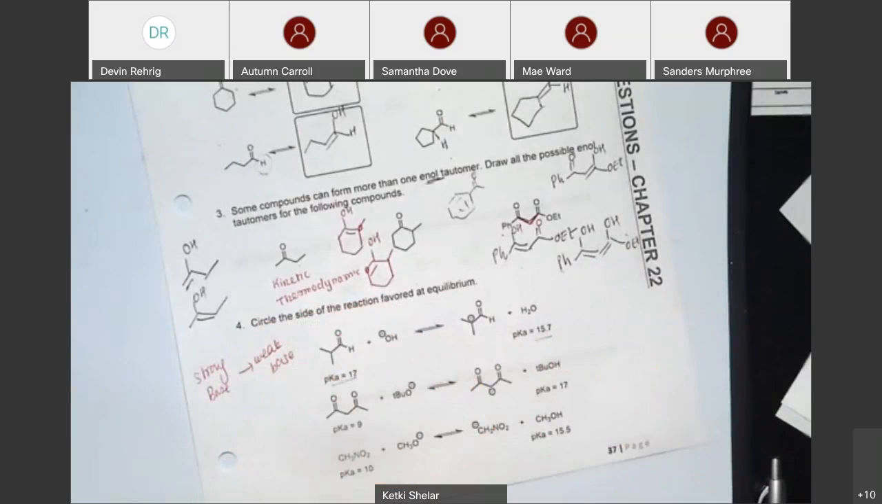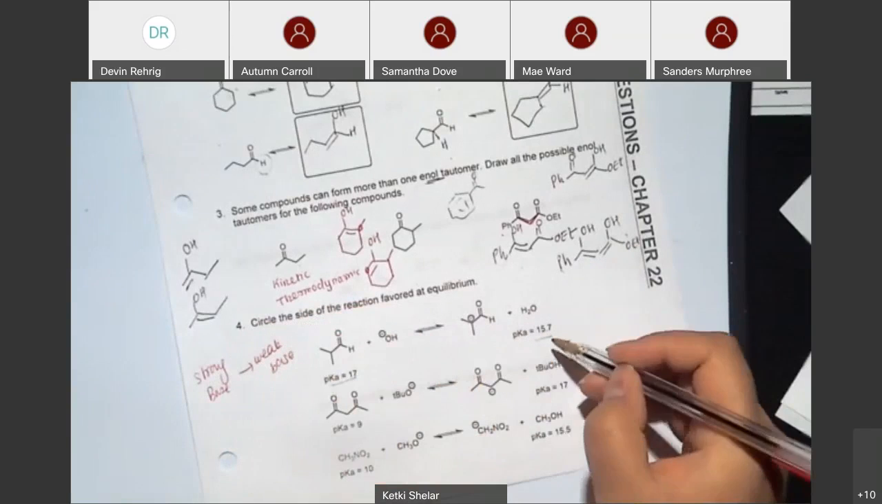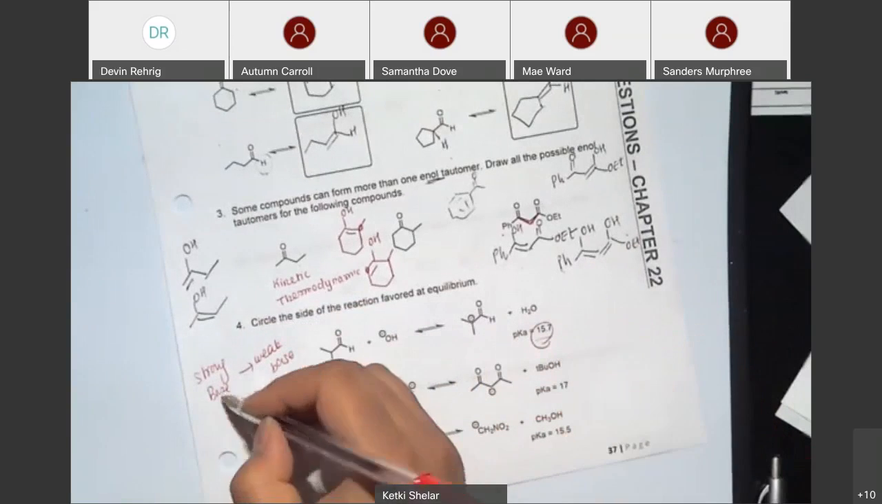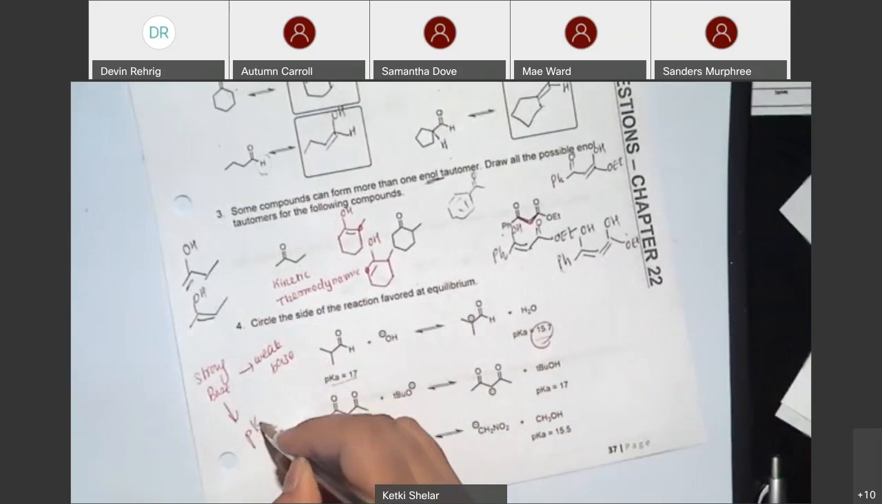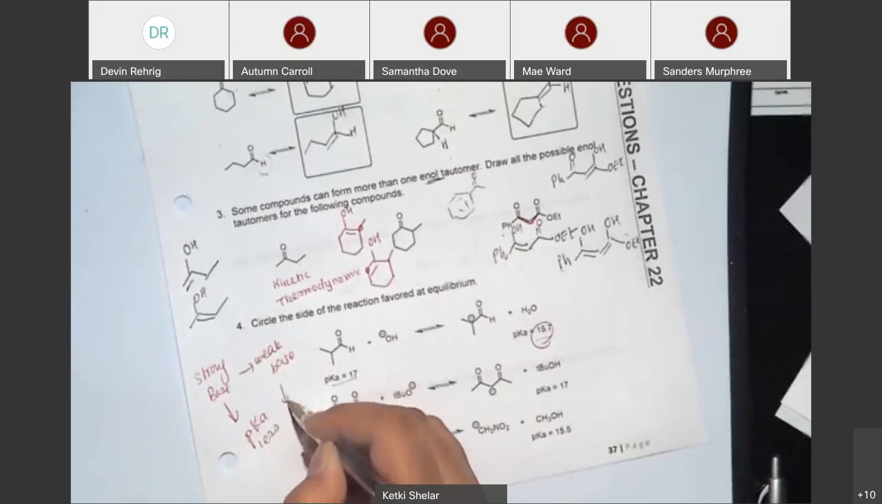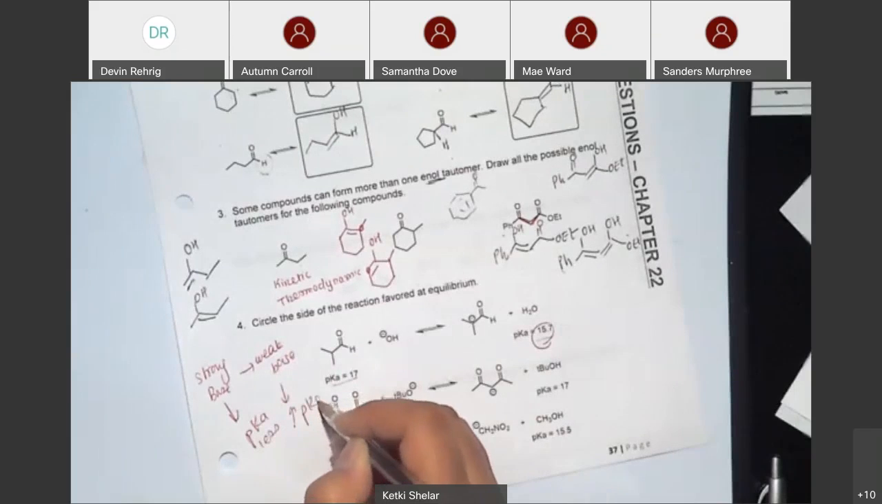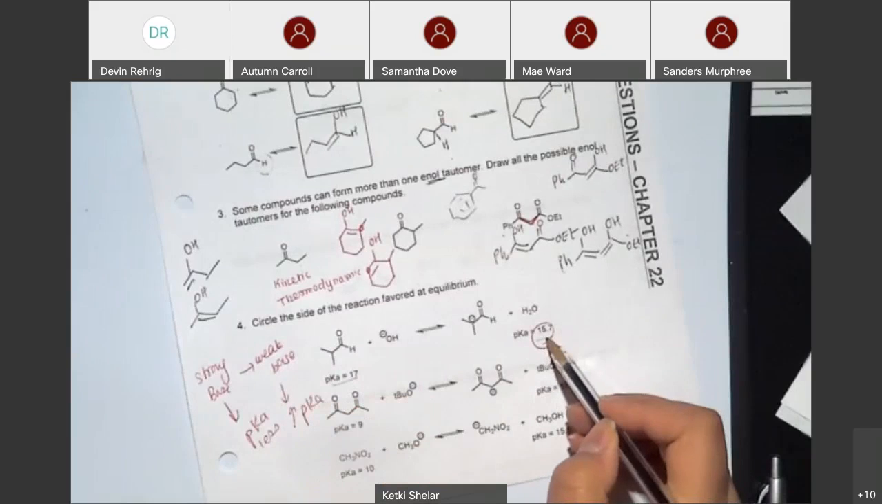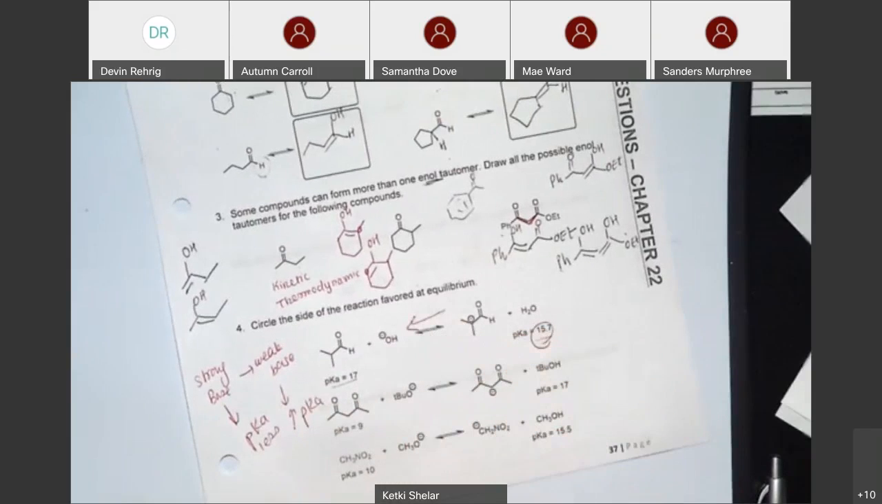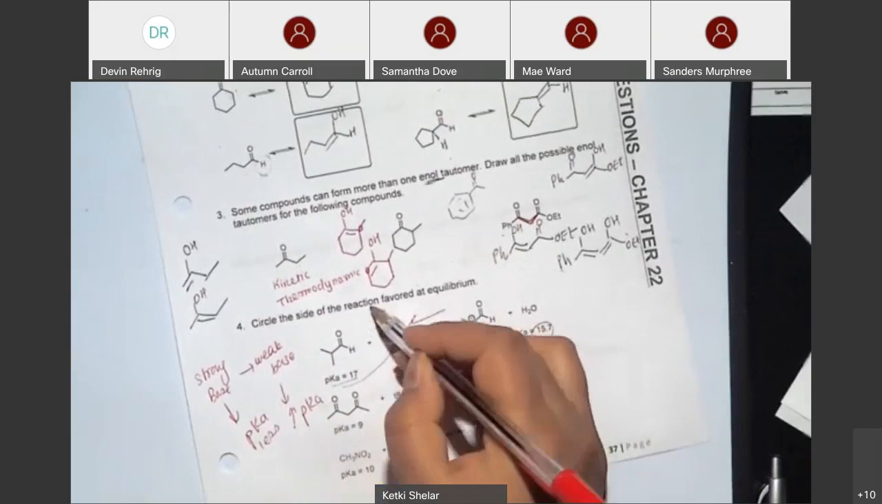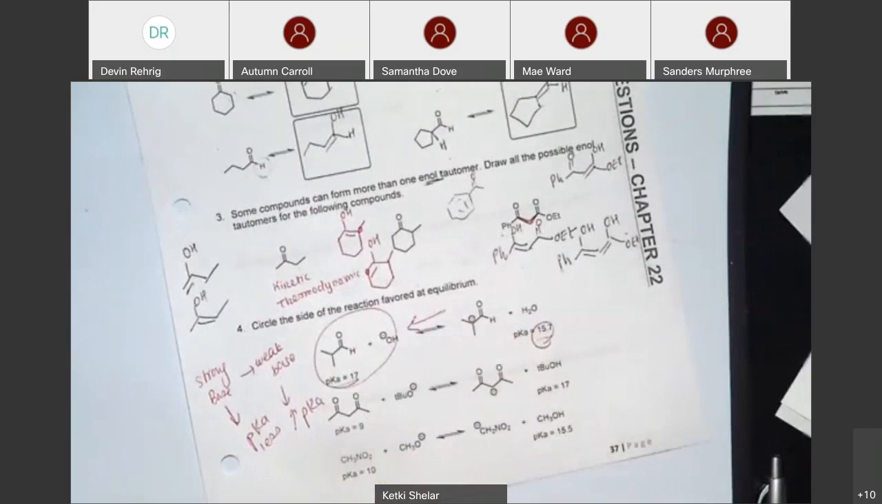So here, where is the strong base? This is the strong base. And which compound can you say is a strong base? The one whose pKa is less compared to the other. The weak base has a high pKa. So here this is less, this is more. So the reaction will move forward to this pathway, and this will be the final compound.